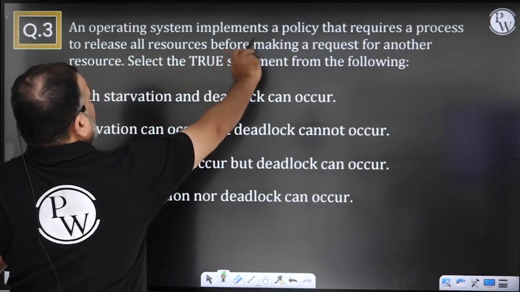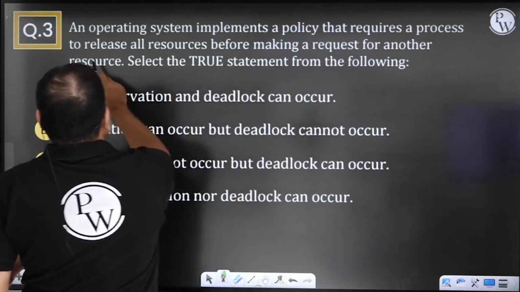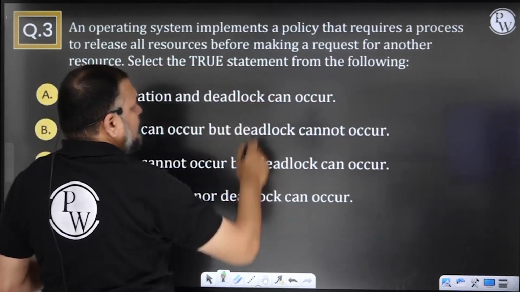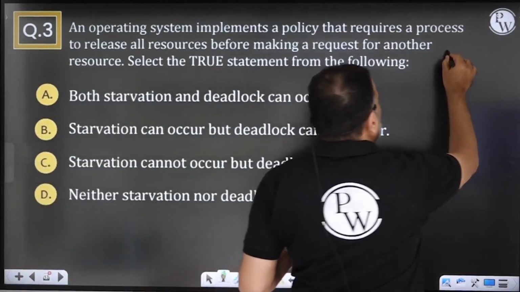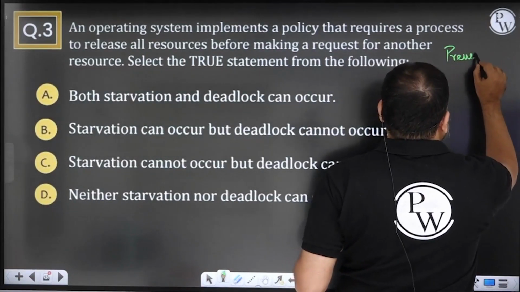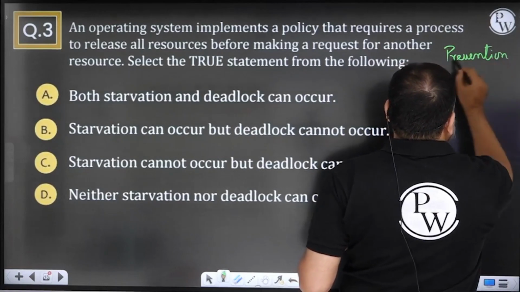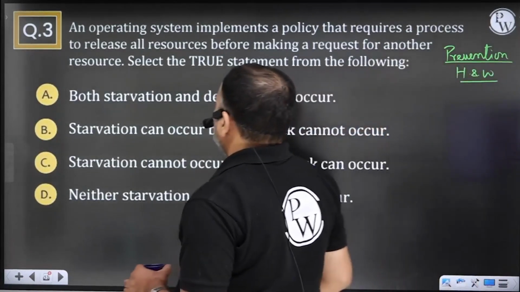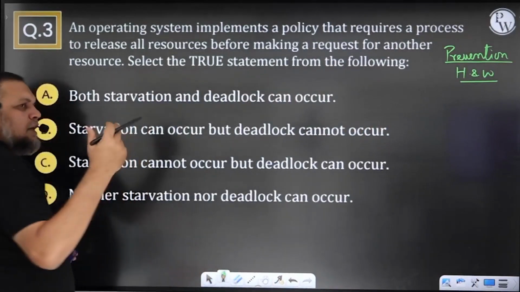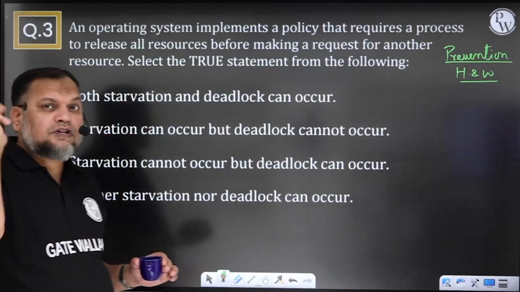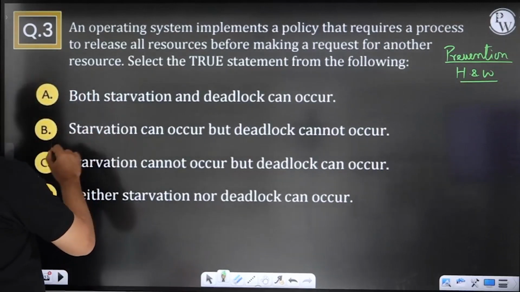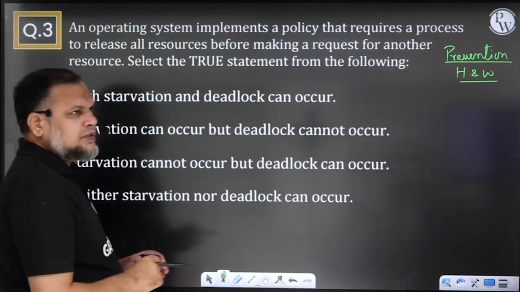An operating system implements a policy that requires a process to release all resources before making a request for another resource. So that means this policy is for deadlock prevention. Which condition? Hold and wait. So what did we say? It will definitely prevent deadlock. But starvation can happen, I already discussed. So therefore, starvation can occur, but deadlock cannot occur. Very correct. Option B is correct.